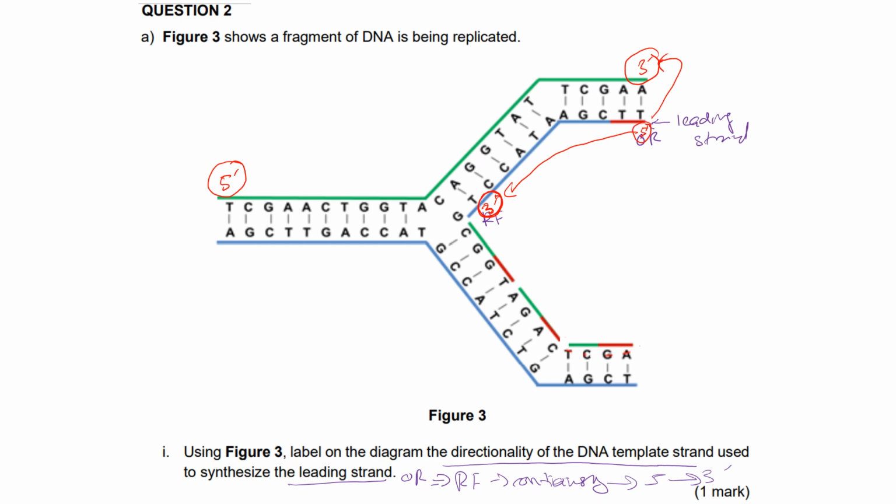So be careful. When the question wants you to only label the directionality of the DNA template strand, you just label the directionality of the template strand. If you also write the directionality of the template strand used to synthesize the Okazaki fragment, you might not get the mark. This is because you are playing safe. You don't know for certain which one is the template strand used to synthesize the leading strand. So you just label one strand that you know for sure is used to synthesize the leading strand, so that will get you the 1 mark.